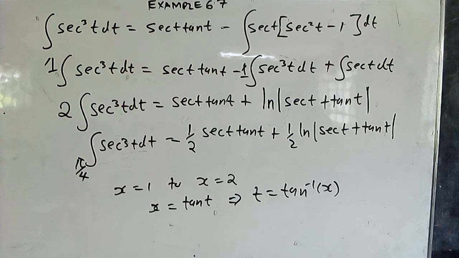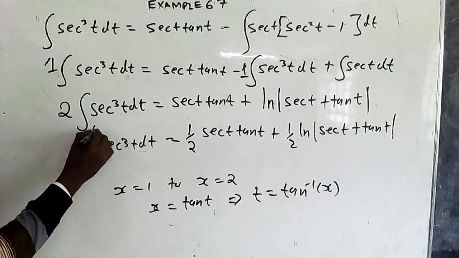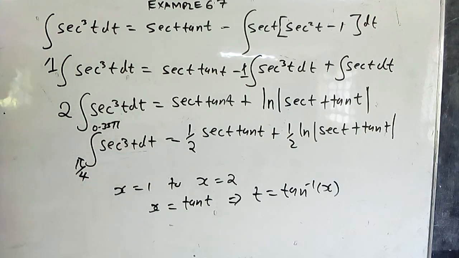So you get 0.35 pi, isn't it? Because pi is equal to 180 degrees, therefore 63 is equal to what? It is 63 times pi divided by 180. So it is the answer you found. Are we together?